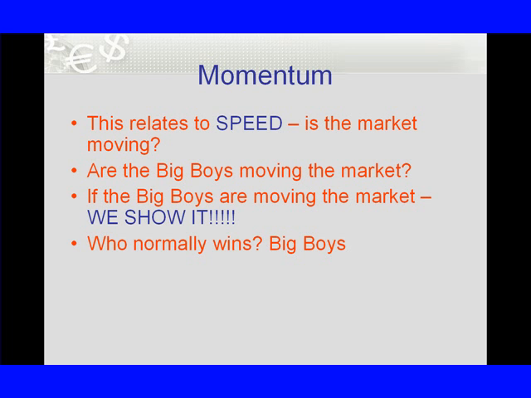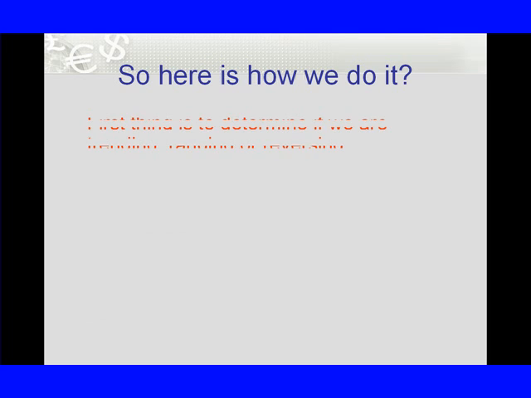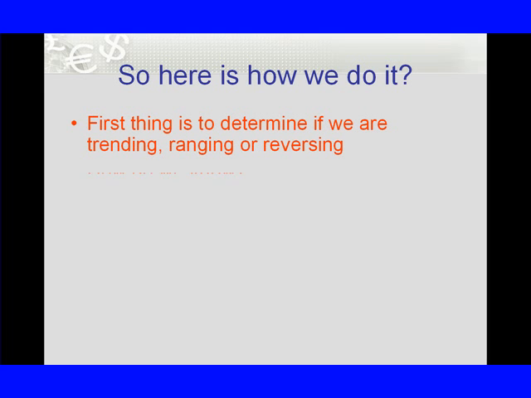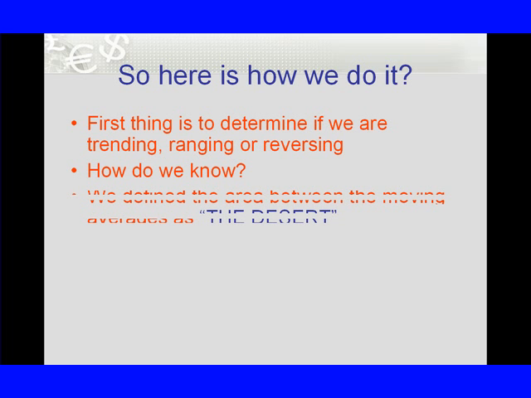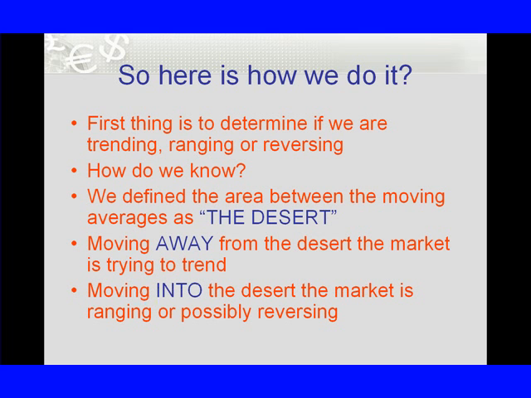Who normally wins? The big boys. So we created charts using the big boys' information pushed down to the little guys' trading arena. So here's how we do it. First thing is to determine if we're trending, ranging, or reversing. How do we know? We define the area between the moving averages as the desert, and we have very special moving averages on our charts. Moving away from the desert, the market is trying to trend. And moving into the desert, the market is either ranging or possibly reversing.